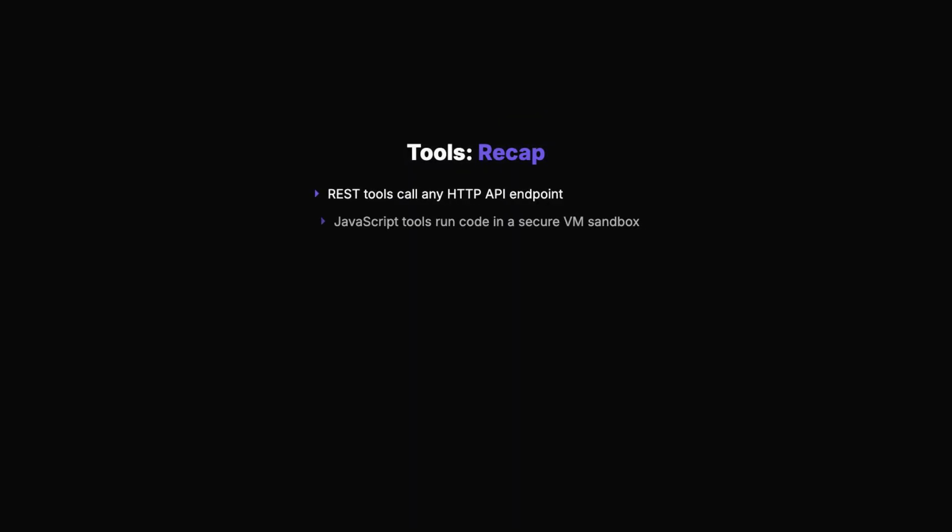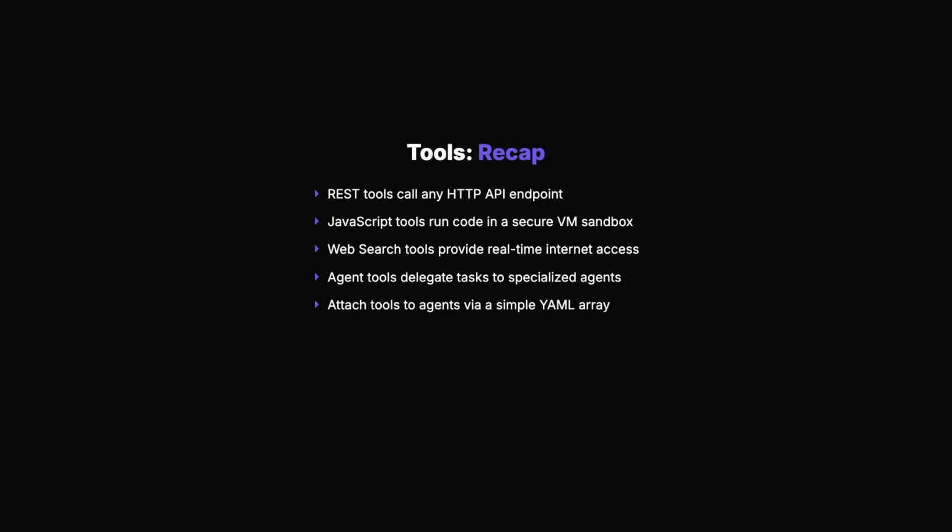Let's recap. Crystal AI gives you 4 tool types: REST for API calls, JavaScript for secure code execution, web search for real-time information, and agent for delegation to other agents. Each tool is defined in a simple YAML file and attached to agents by name. In the next video, we'll explore Crystal Studio, the built-in dashboard that lets you test your agents and tools visually.